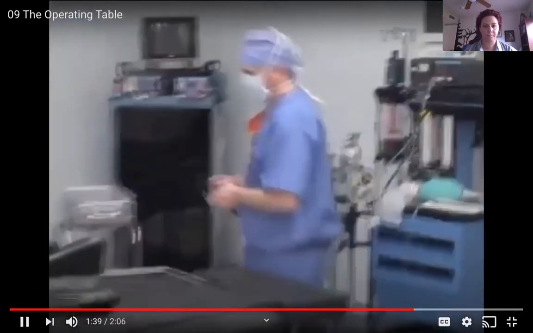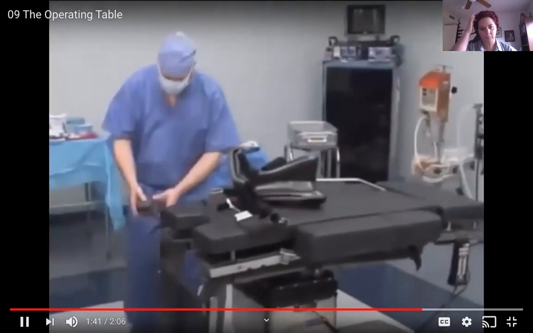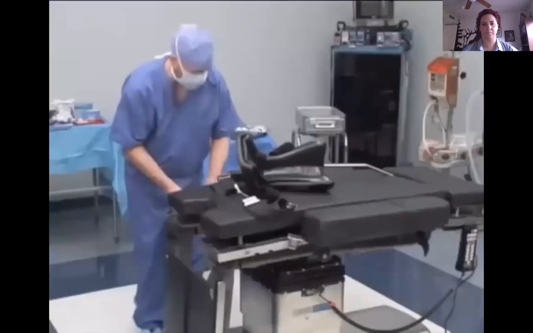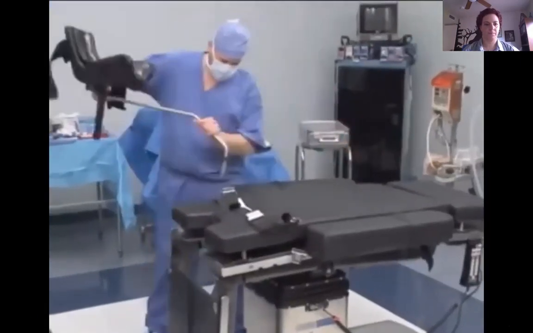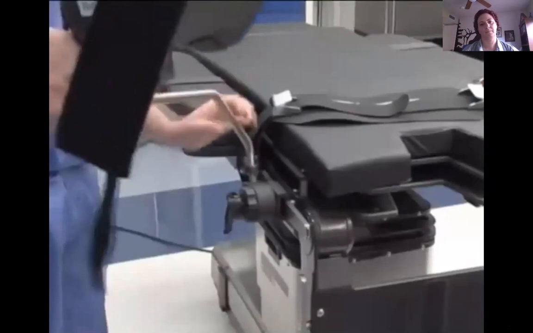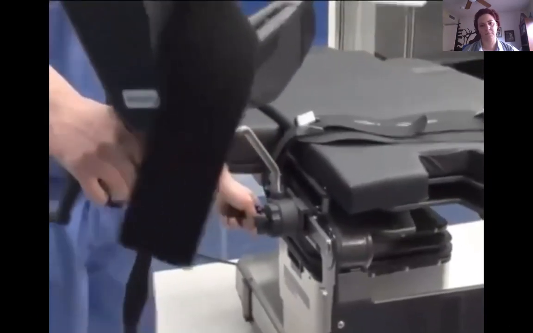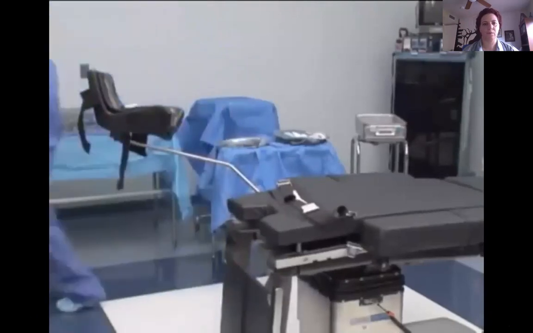The type of stirrups used depends on the procedure, the surgeon's preference, and the patient's physiologic tolerance for the position. All necessary equipment must be assembled ahead of time. Padding, boots, pillows, positioning devices, table accessories, and transfer devices must be on hand before positioning begins.